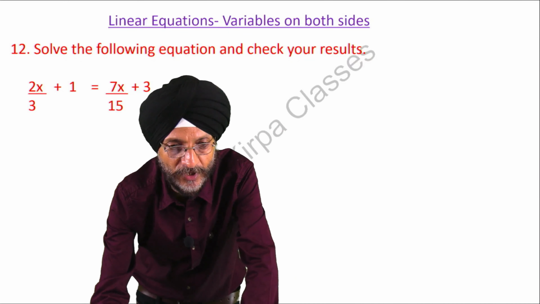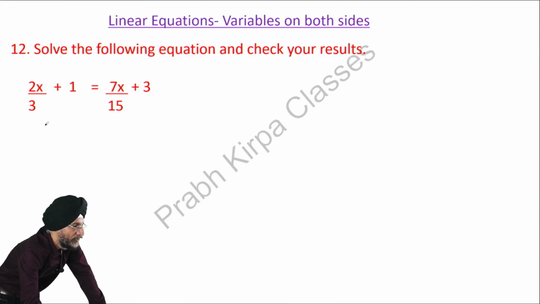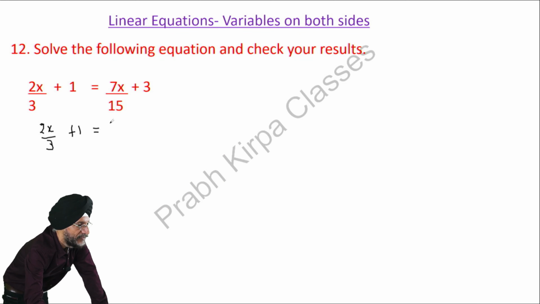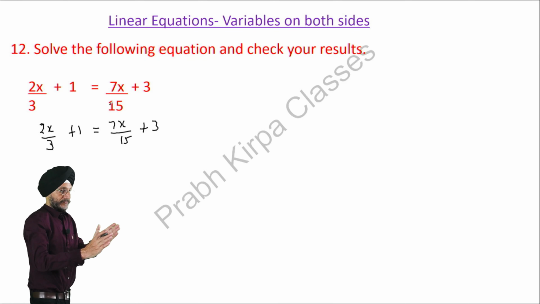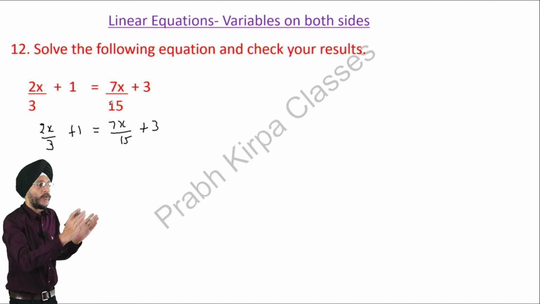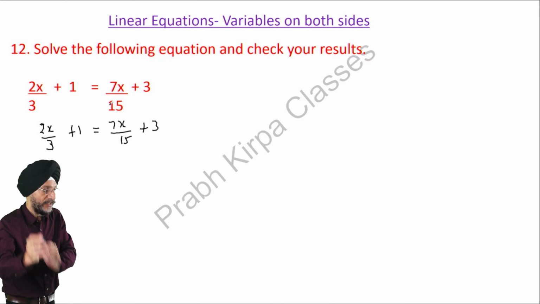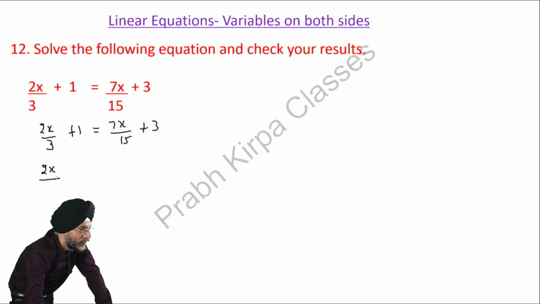So the next question is, solve the following equation and check your results. Then you will write this question as it is first: 2x over 3 plus 1 is equal to 7x over 15 plus 3. Then what we will do? We will take the terms having variable on the one side, and the numbers which do not have a variable on the other side. So 2x over 3 minus 7x over 15, and this number will be shifted to the other side. It becomes 3 minus 1.